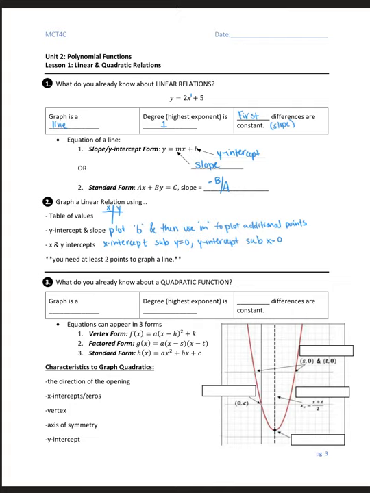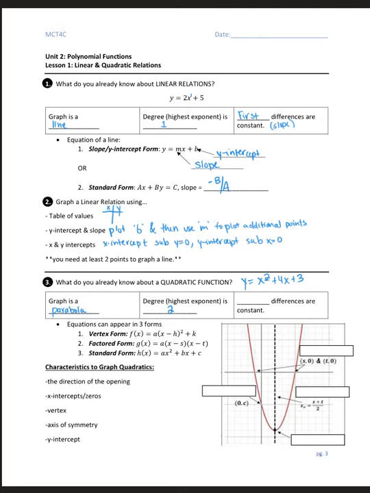So that's linear relations. So what do we know about quadratic relations or a quadratic function? Well, we know that the graph is a parabola. The highest degree on a quadratic function is 2. Let's just write a quadratic function since we don't have one. So a quadratic function looks like this: x squared plus 4x plus 3. That would be a quadratic function. So our highest degree is that 2.